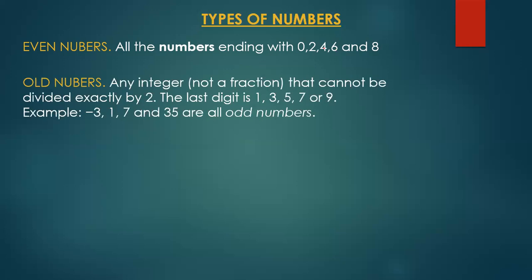We also have numbers that are called odd numbers. So what are odd numbers? Any integer, not a fraction, that cannot be divided exactly by 2 is called an odd number. The other way you can define an odd number is any integer that ends with either 1, 3, 5, 7, or 9. Examples of odd numbers are -3, 1, 7, going up. So we have a lot of odd numbers.